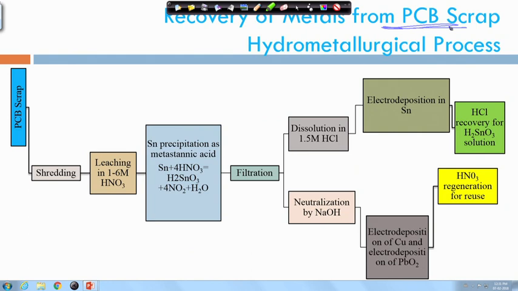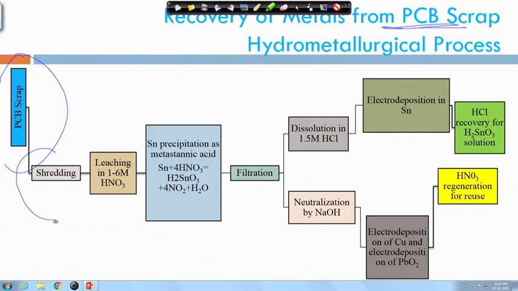PCB scrap, the printed circuit board, can come from computers or any source of electronics. Wherever you have some sort of electronics, it will have a printed circuit board. Even if you open your cell phone, you will find a circuit board. So, how do we potentially go about recovering metals?